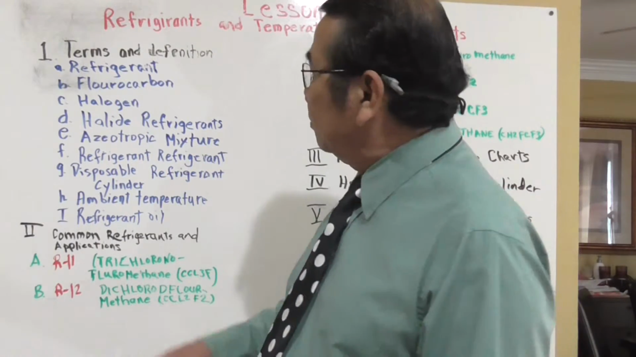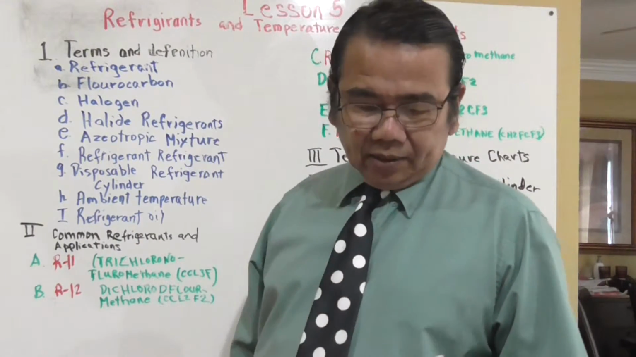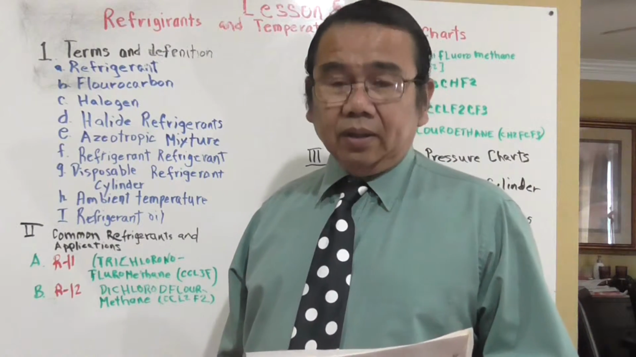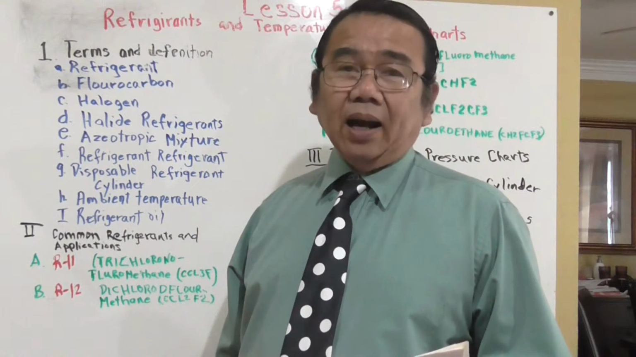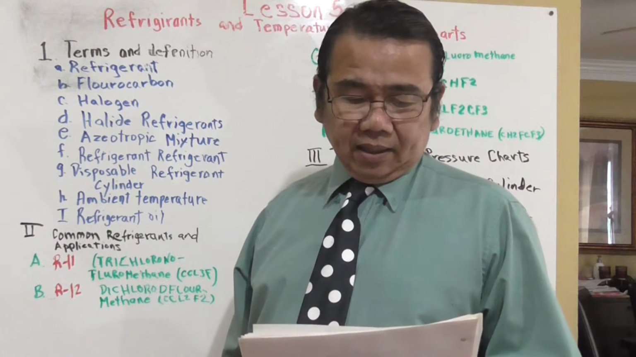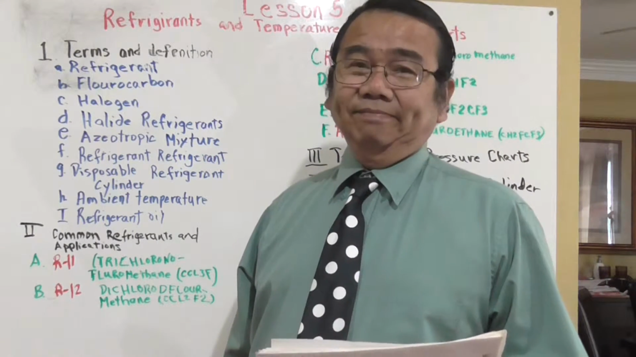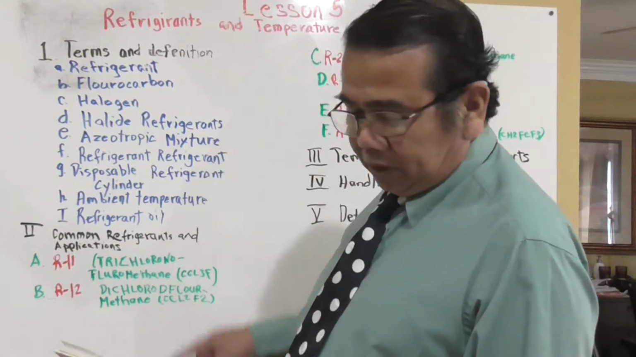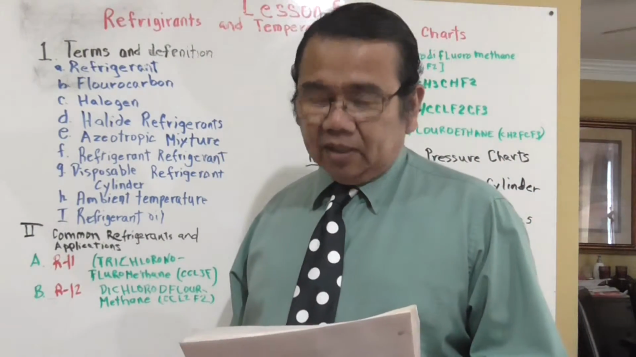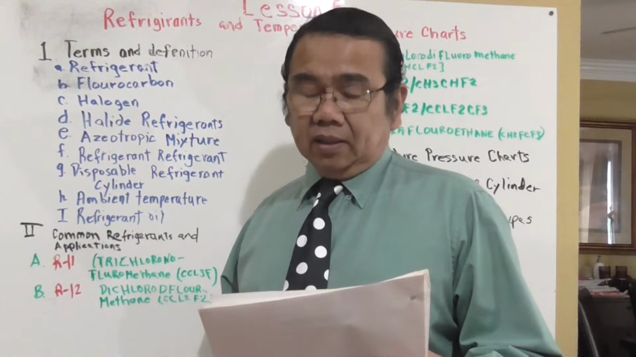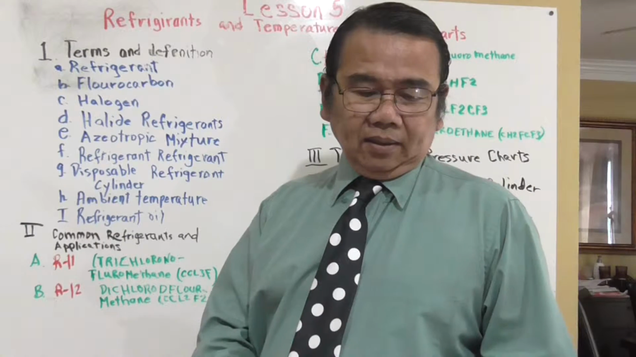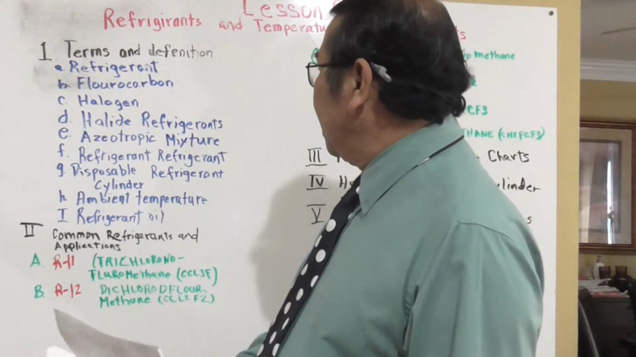Then we're going to talk about halogen. Halogen is a substance that contains chlorine, bromine, iodine, and astatine. And then we talk about halide refrigerant, a family of synthetic refrigerants that contain halogen chemicals.